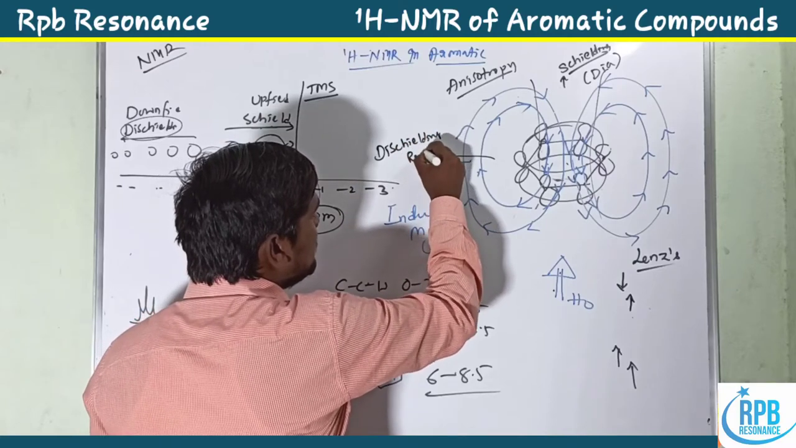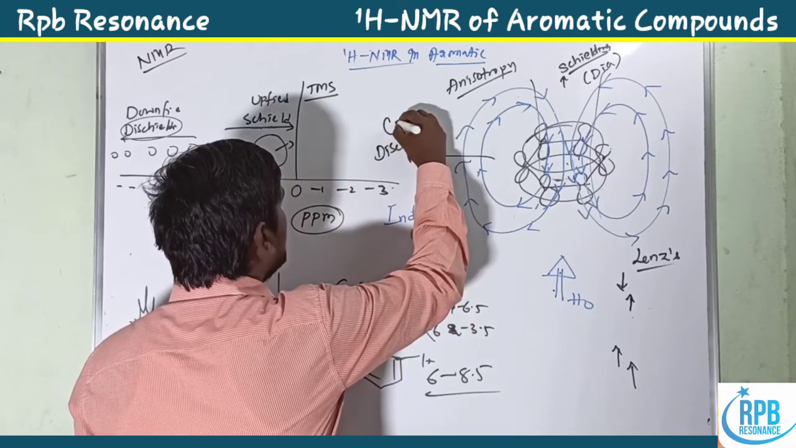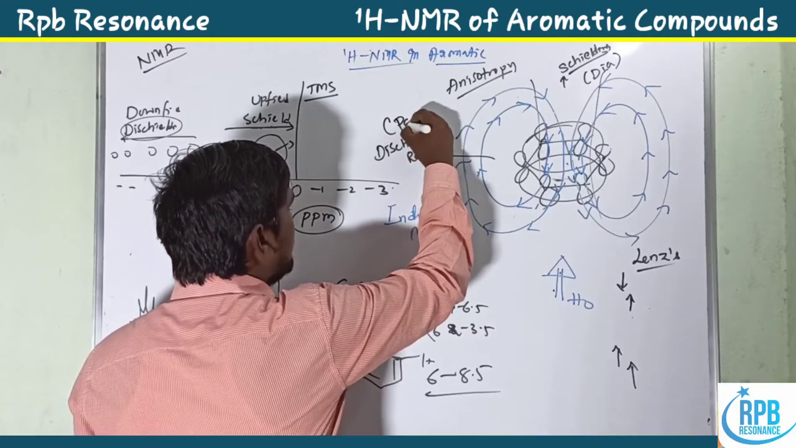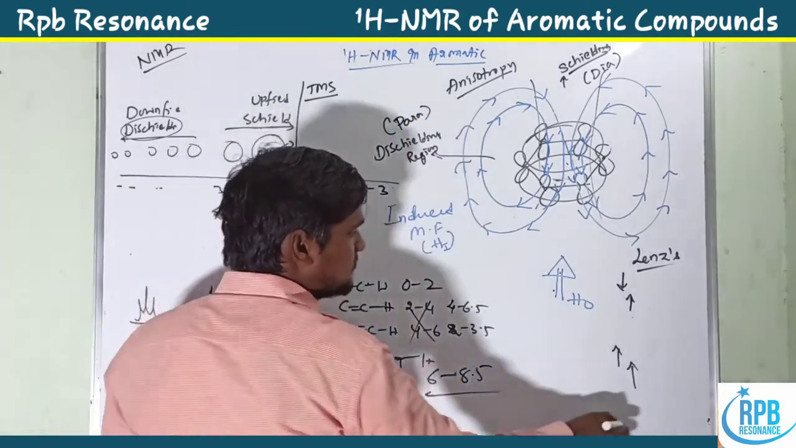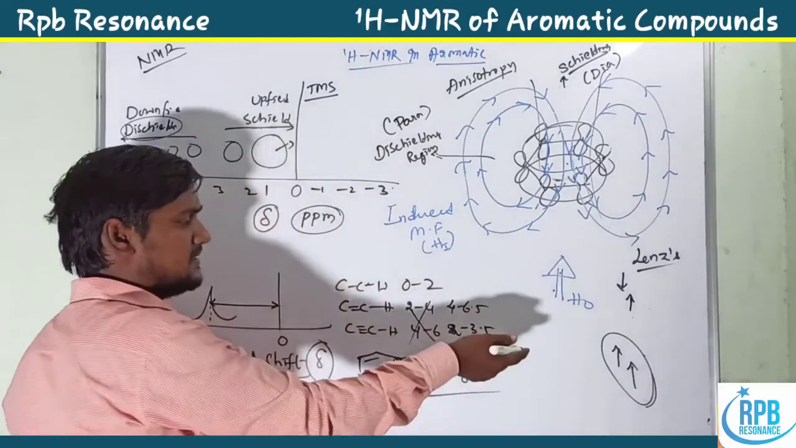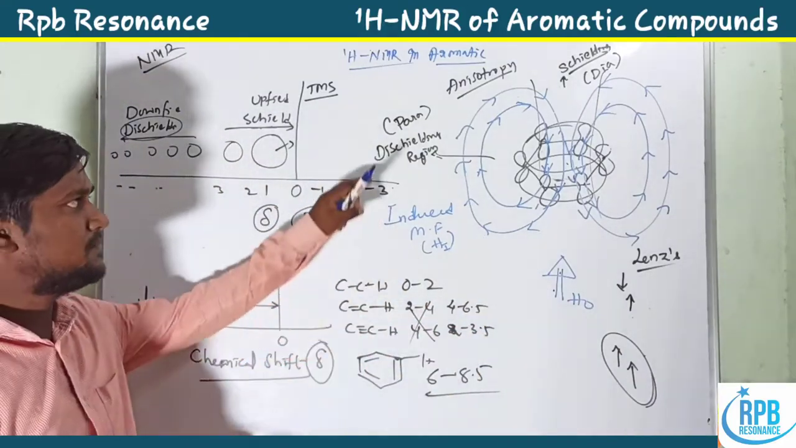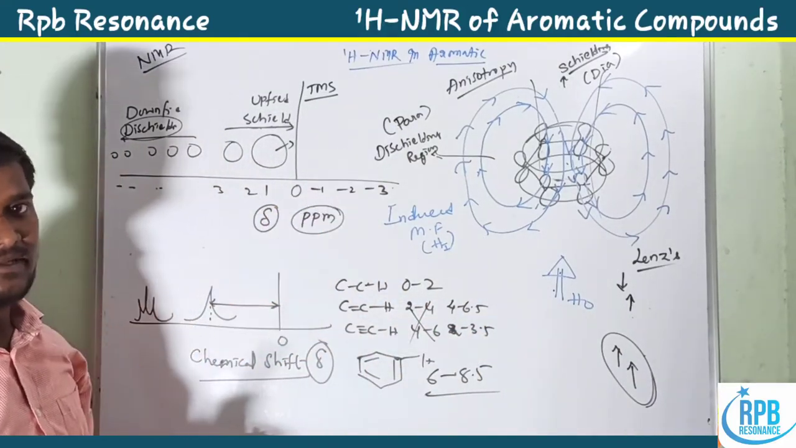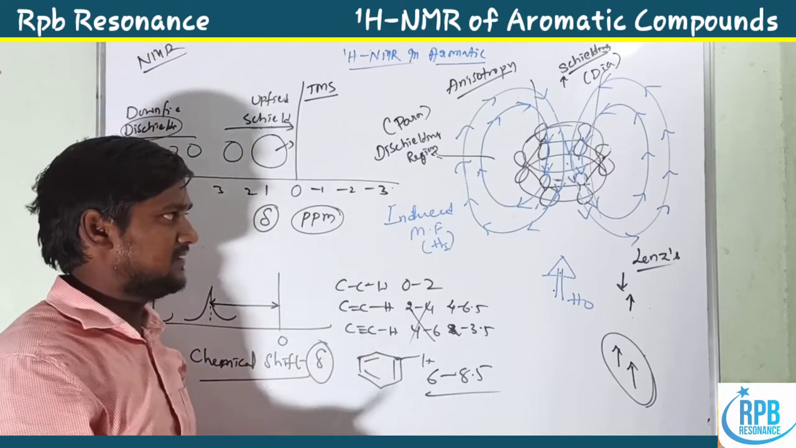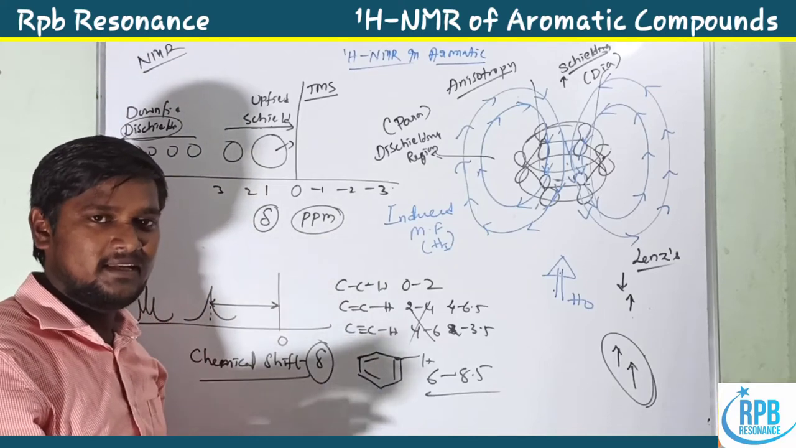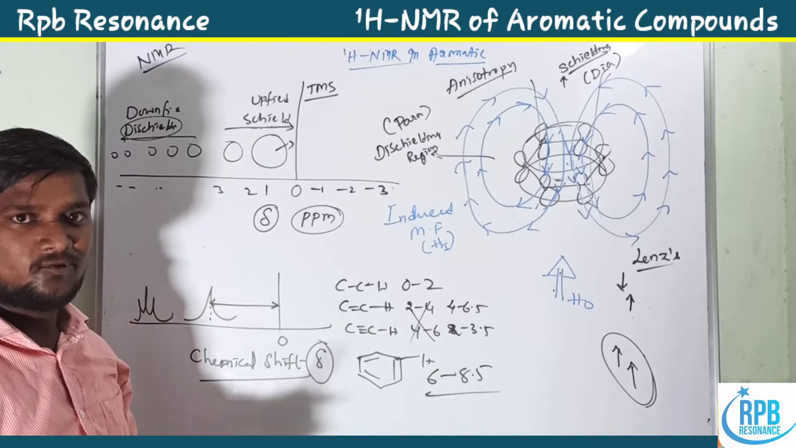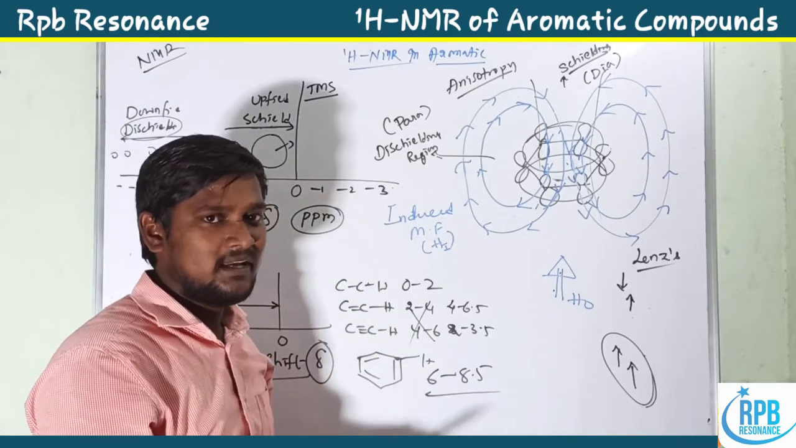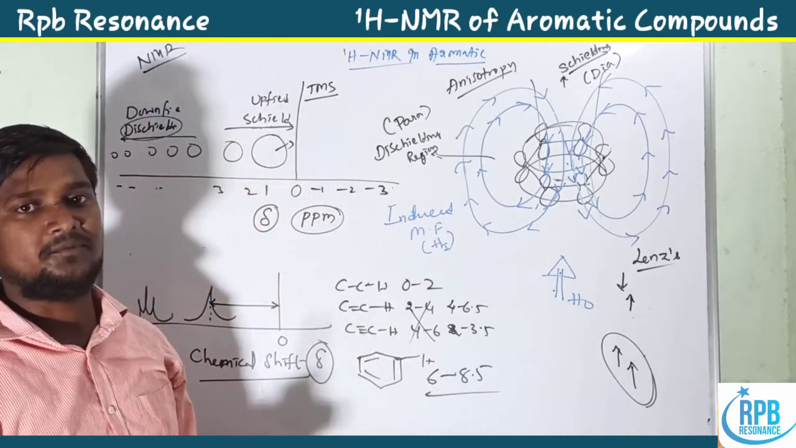So this deshielding region is simply nothing but a downfield. Here it is the paramagnetic region. Why? Because both are on the same side. It seems to be like unpaired electrons. That's why it appears like a paramagnetic region. This is the paramagnetic region. Due to this effect, this phenomenon is called the anisotropic effect. Due to this effect, an abnormal chemical shift is observed.